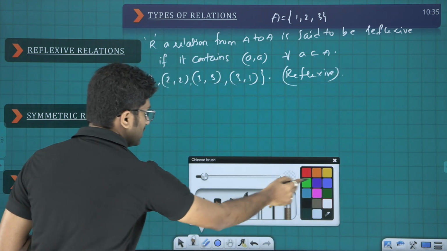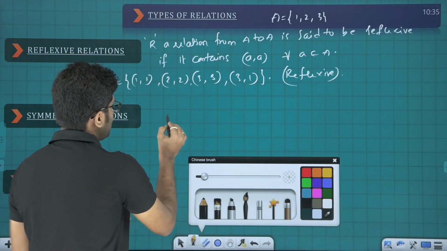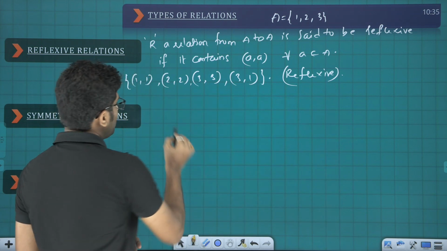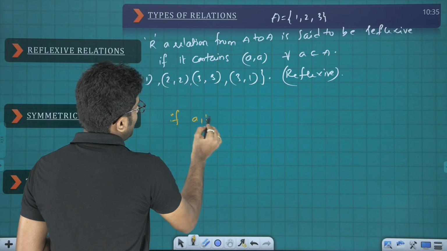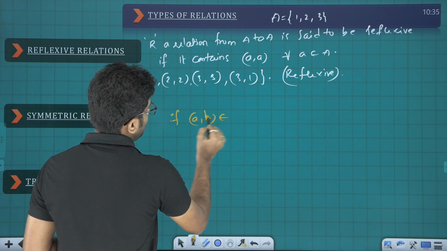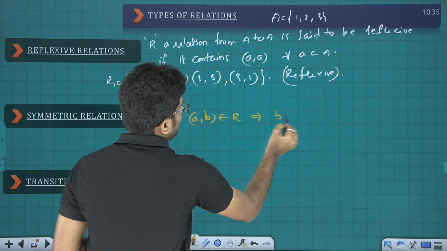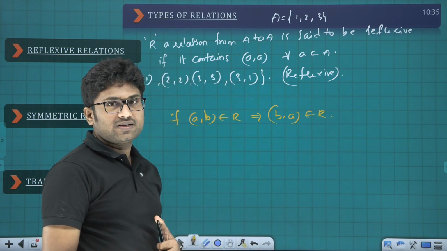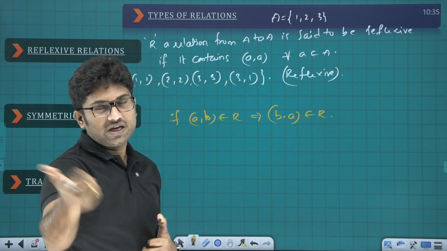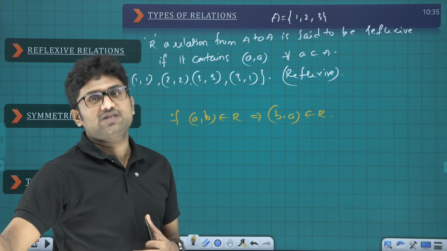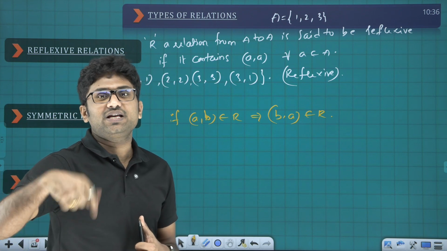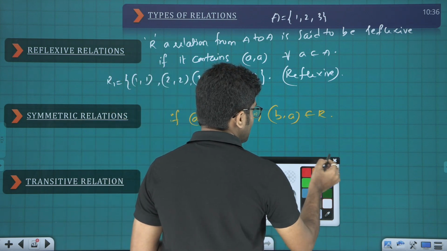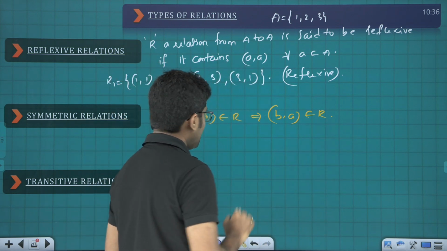Next, symmetric. Symmetric means a relation capital R defined from A to A is said to be symmetric if (a, b) belongs to R implies (b, a) belongs to R. That means when (a, b) exists, (b, a) should exist. If it does not exist, then it is not symmetric. If a relation is not symmetric, then it is antisymmetric relation.